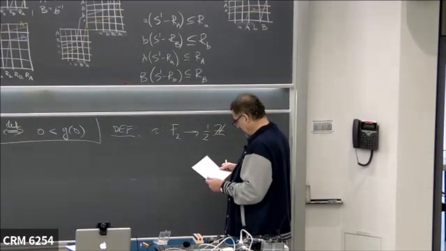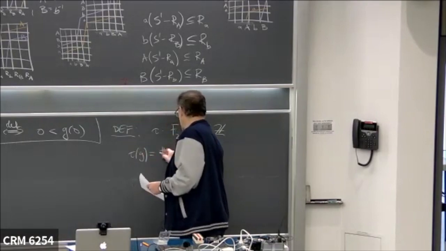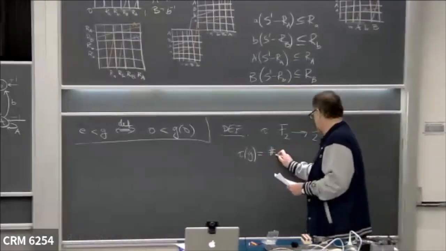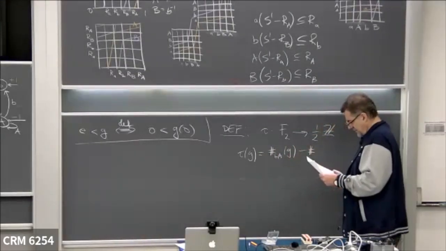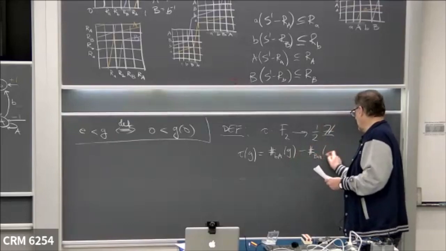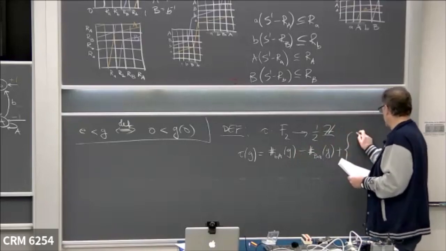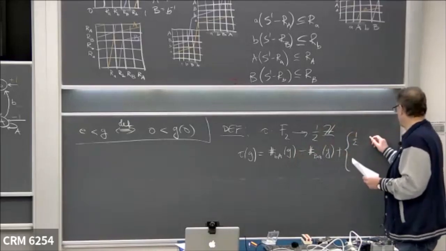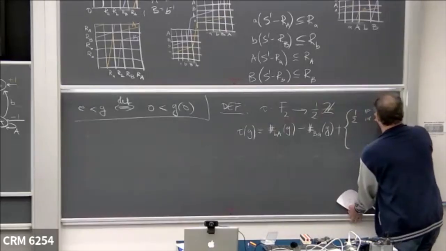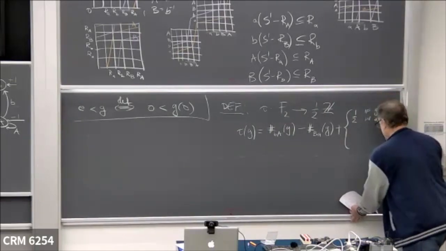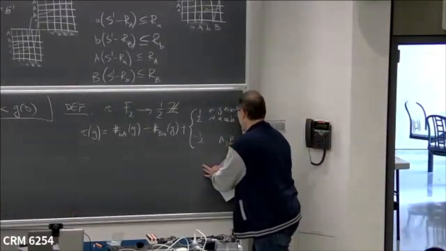And the map is defined as follows. Tau of g is the number of occurrences of the subword ba in g minus the number of occurrences of capital B capital A in g. And then there's this additional part: 1/2 if g ends in little a or little b, and negative 1/2 if it ends in capital A or capital B. All right.